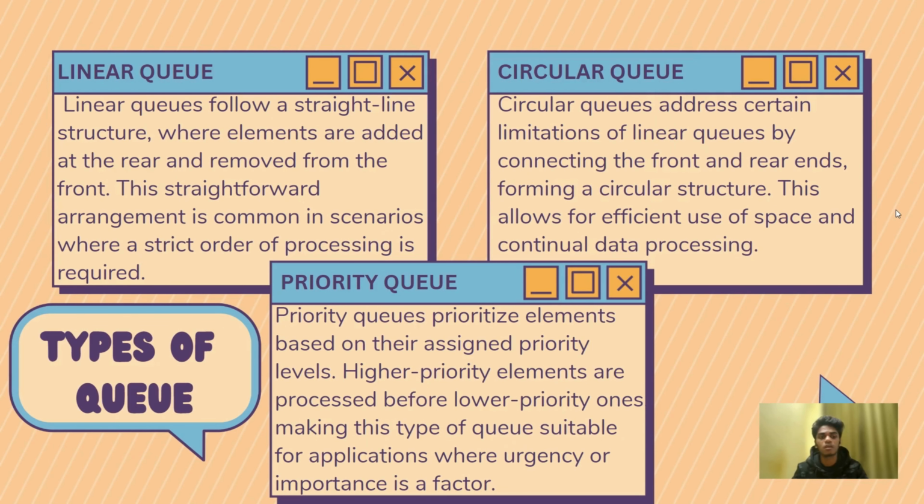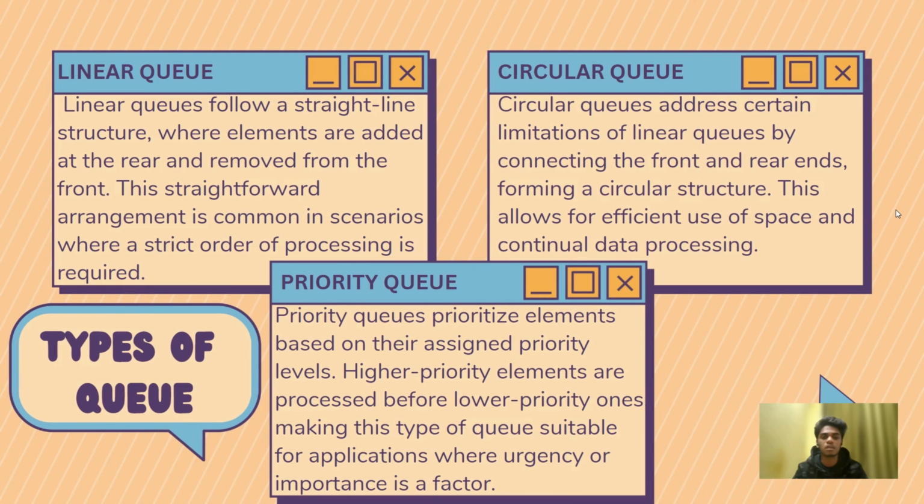The next topic is types of queues. It includes linear queue, circular queue, and priority queue. Talking about the linear queue, it follows a straight line structure where elements are added at the rear end and removed from the front. The straightforward arrangement is common in scenarios where a strict order of processing is required. The next is circular queue. Circular queues address certain limitations of linear queues by connecting the front and rear end, forming a circular structure. This allows for efficient use of space and continual data processing.